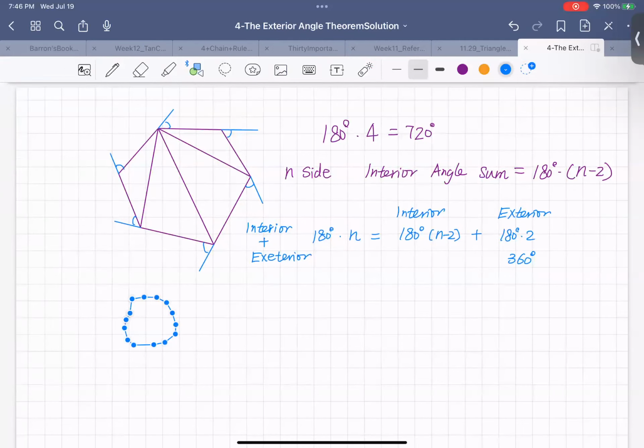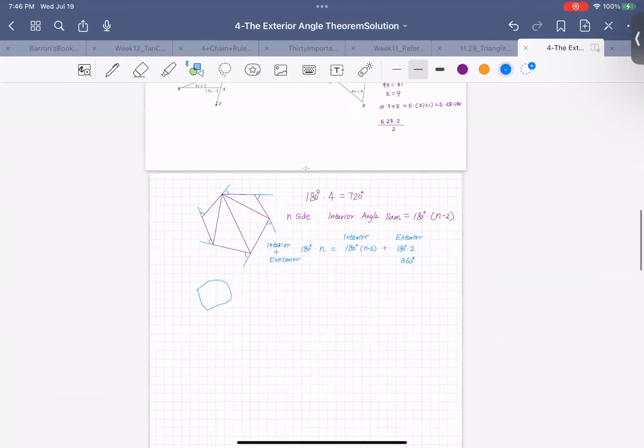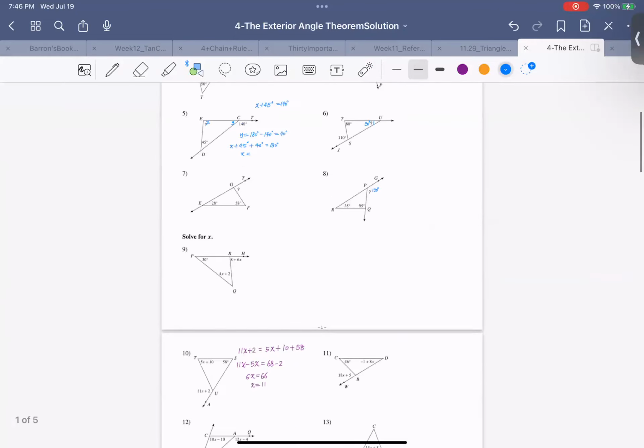Even though it has so many different sides, the exterior angle summation is always 360. It is true. Yes. No matter what my shape is, doesn't matter how many sides, the exterior angle summation always equals 360. All right. Now with this, we come back to see this.